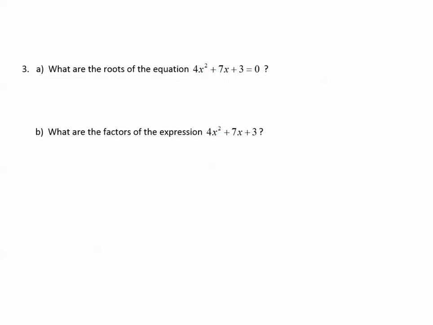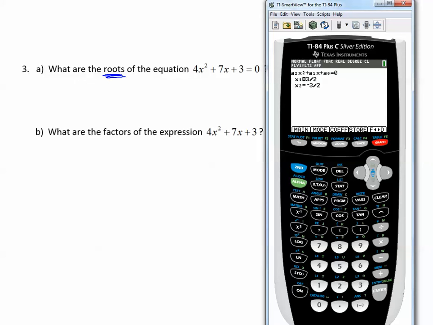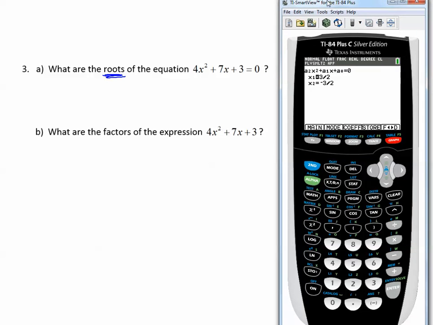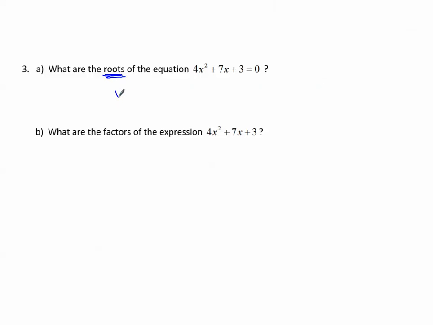Number 3, what are the roots of the equation 4x squared plus 7x plus 3 equals 0? Let's go to the app or the graph to find those. From this screen, we want to type the coefficients again. So let's choose this one to do it again. 4, 7, 3. Solve it. And we have negative 1 and negative 3/4.